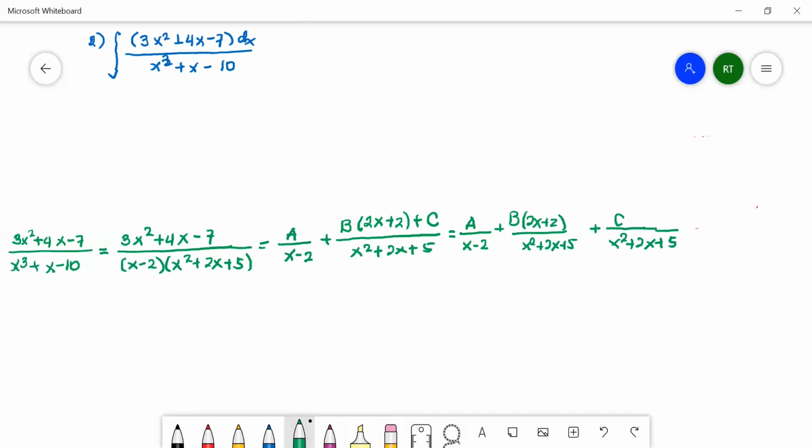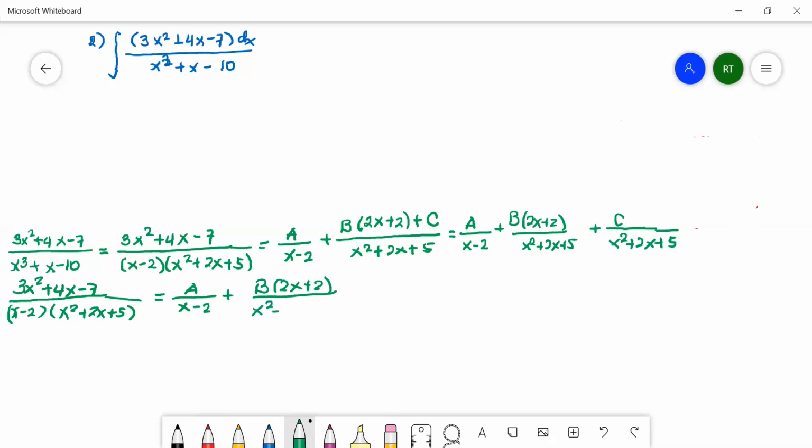So we have the rational function 3x squared plus 4x minus 7 over, let us just have the factored form, x minus 2 times x squared plus 2x plus 5, and this is equal to the sum of partial fractions A over x minus 2 plus B times the quantity 2x plus 2 over the quadratic factor x squared plus 2x plus 5, then plus C over the quadratic factor x squared plus 2x plus 5.